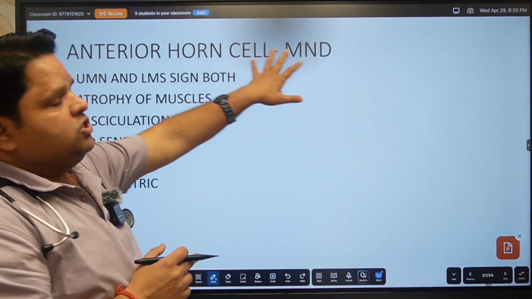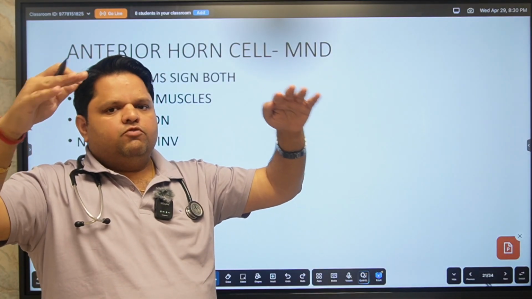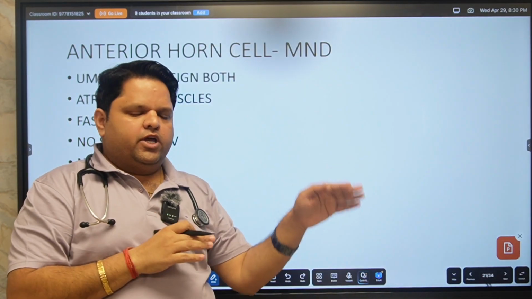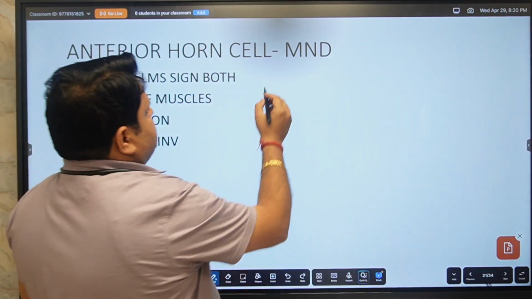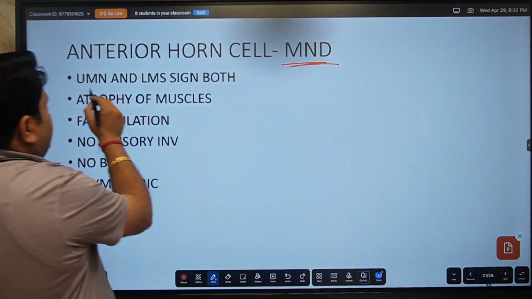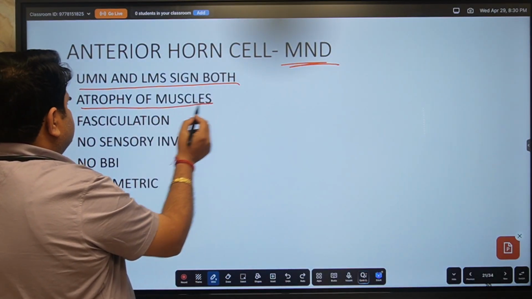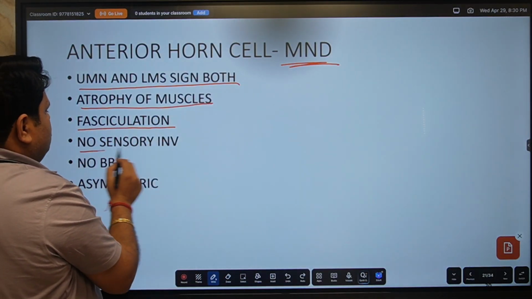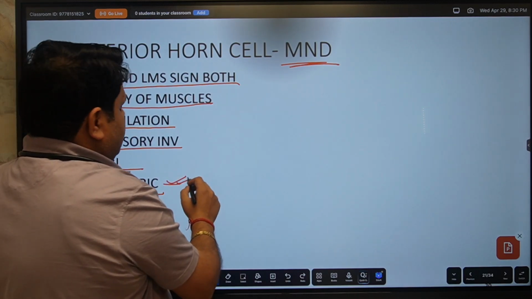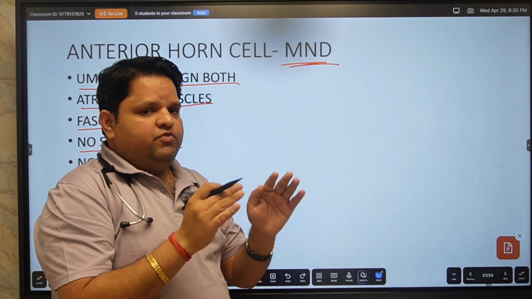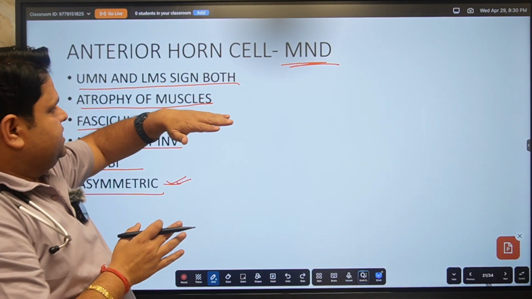Now anterior horn cell lesions. After UMN type of lesion in the spinal cord, we come to the LMN type of lesion. Cauda equina is a type of LMN type of weakness. Then anterior horn cell, classical example is motor neuron disease. UMN, LMN, both types of sign are there. Atrophy of the muscles, fasciculations, no sensory loss, no bladder bowel involvement, and usually asymmetric type of involvement is there. So if we discuss anterior horn cell, usually LMN and UMN both signs are there.